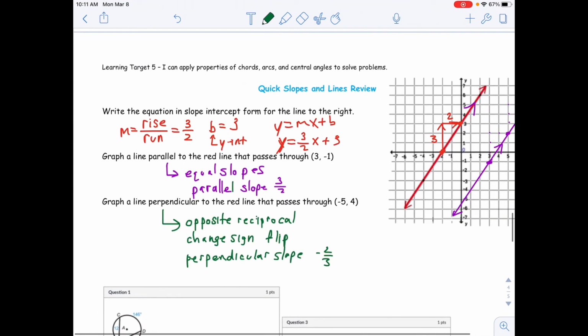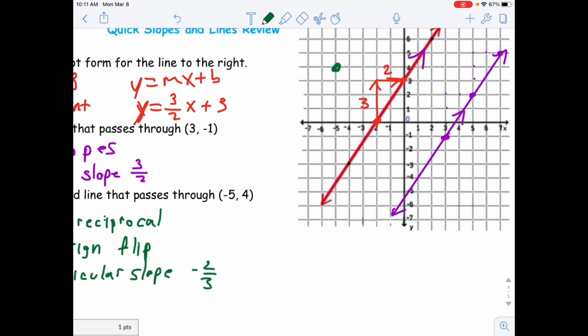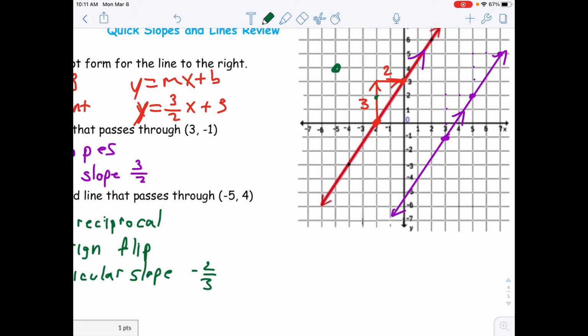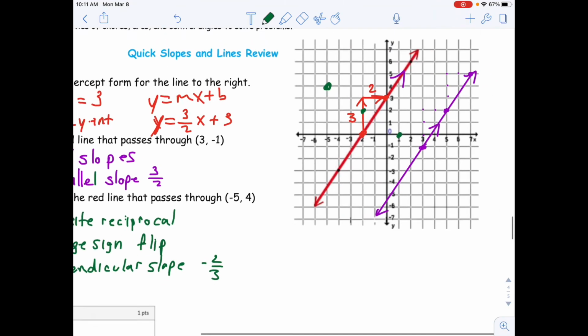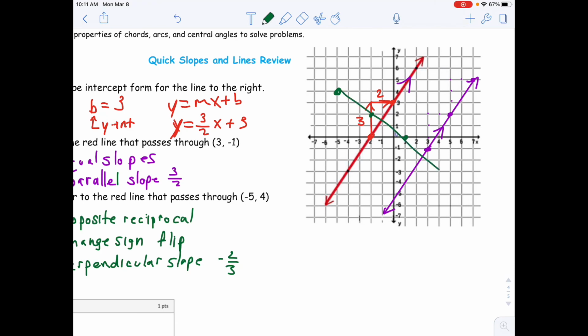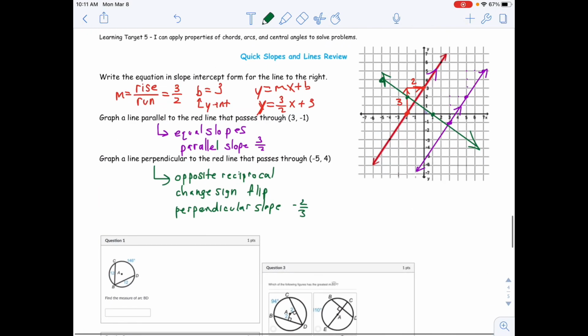So all I'm going to do is go to -5, 4, plot a point. From here, I'm going to go down 2 over 3. Nice, negative. Down 2 over 3. Nice, negative. And this green line is perpendicular to the red and the purple line. Cool beans.